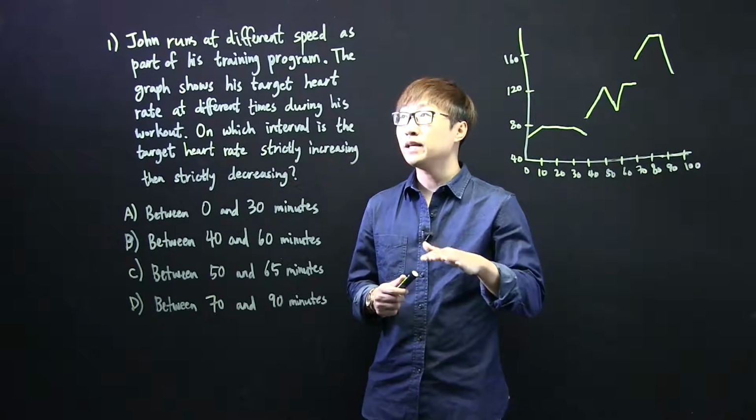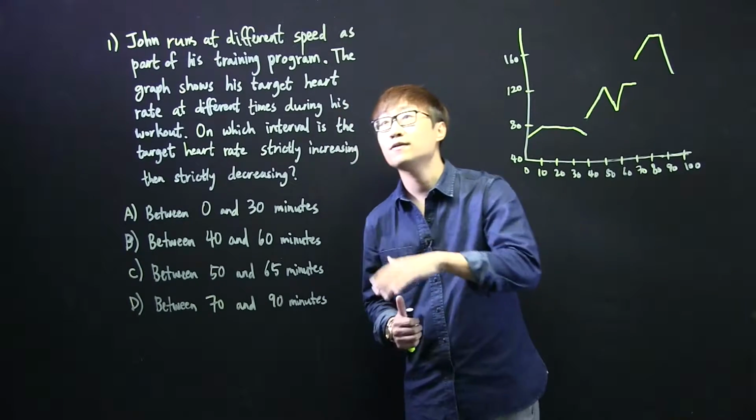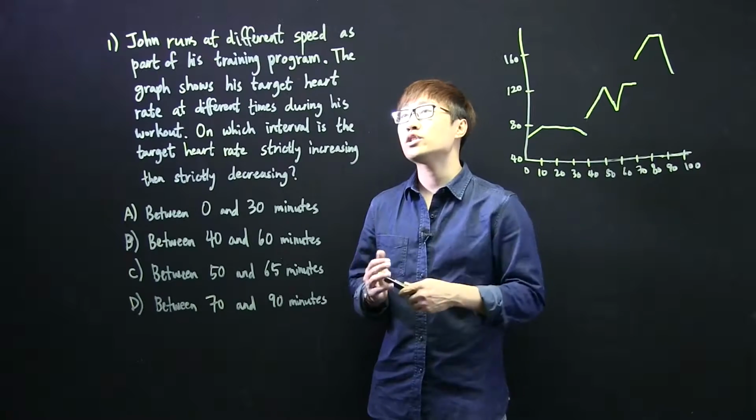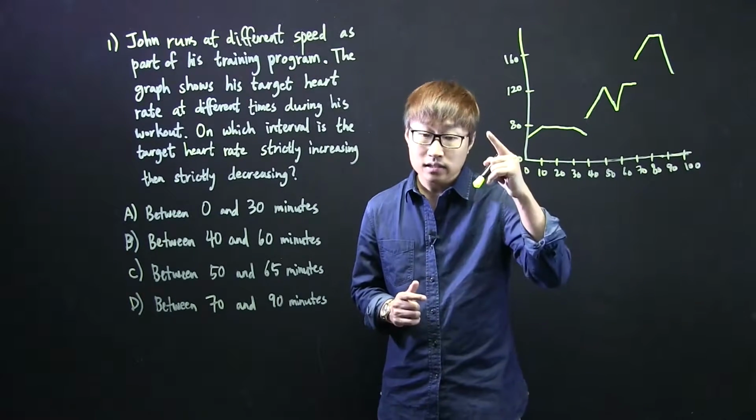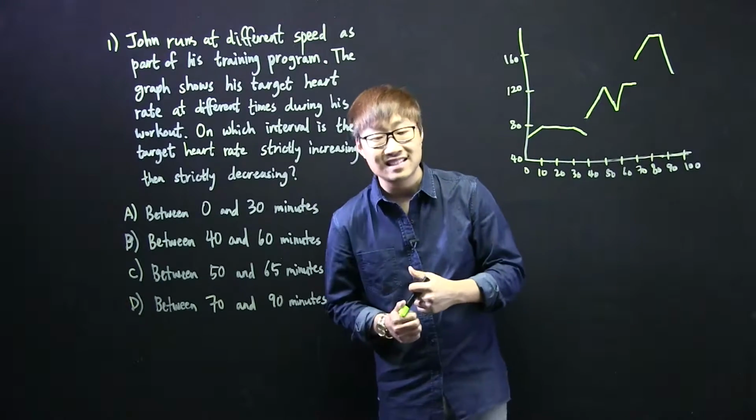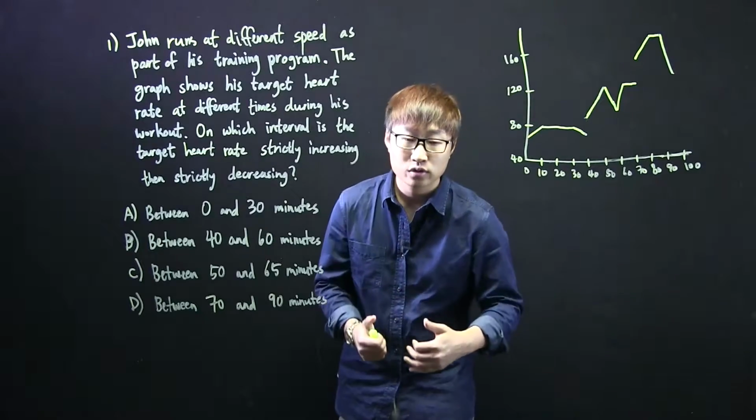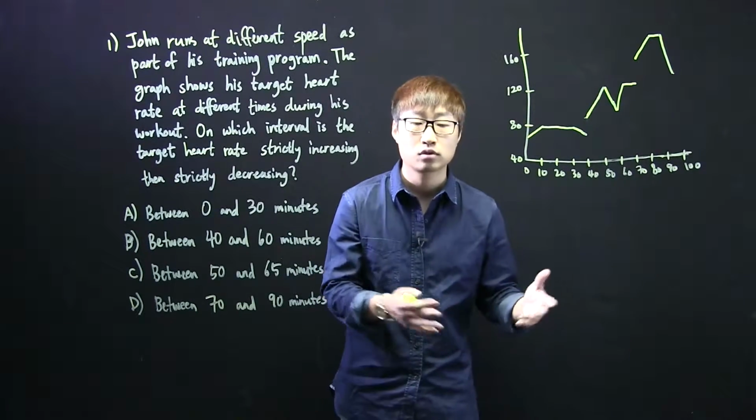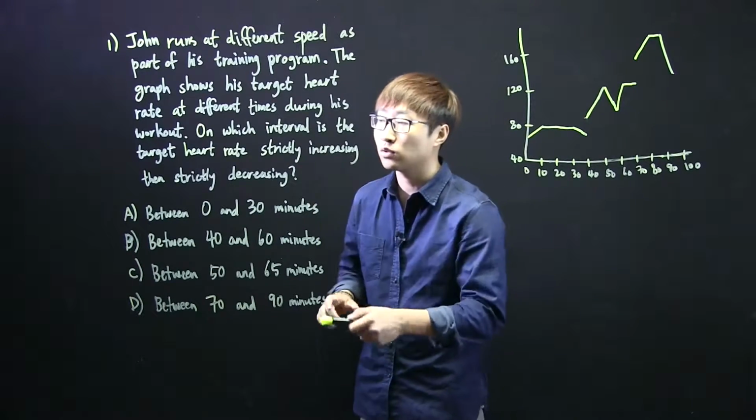John runs at different speeds as part of his training program. The graph shows his target heart rate at different times during his workout. We can see this on this graph. On which interval is the target heart rate strictly increasing, then strictly decreasing? Right? So we want the trend where it goes up super fast and then it suddenly drops super fast once again. So we're looking for that interval. So let's look through the choices.